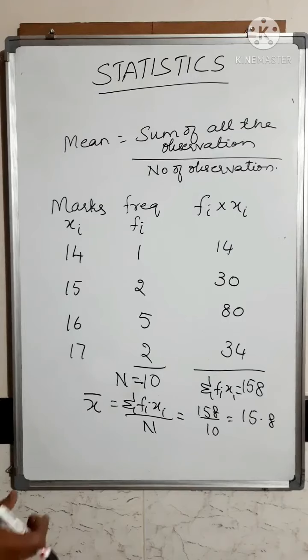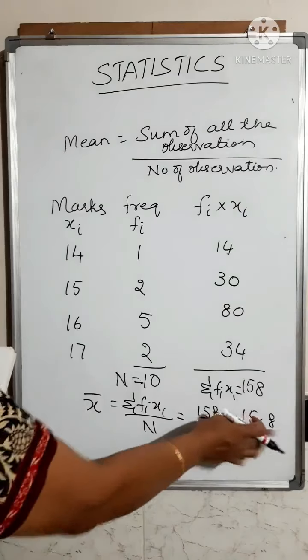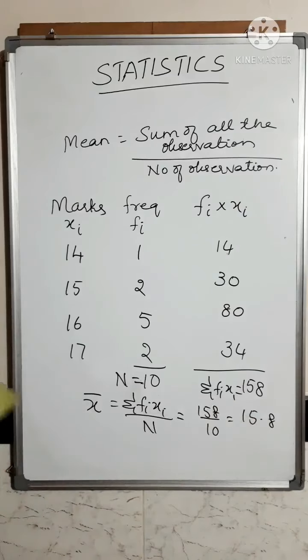The final step you will write it. Therefore, the mean marks of the students is equal to 15.8. So that completes the problem of mean. Now next you have got what is the median. So to find out the median, the scores are arranged in the ascending or in the descending order, and the score which is exactly appearing in the middle position is called a median.